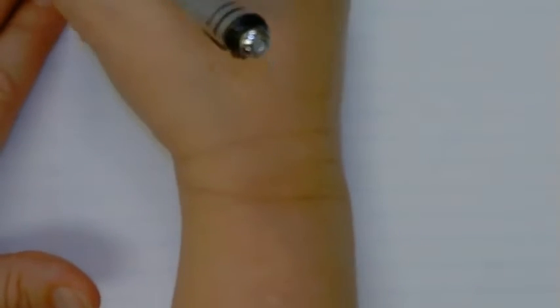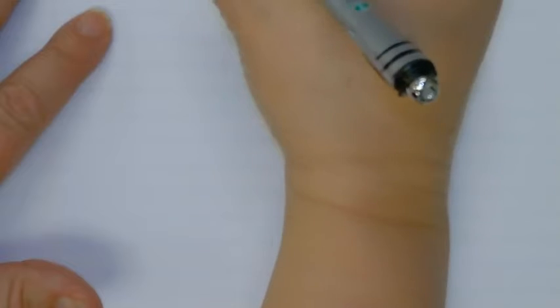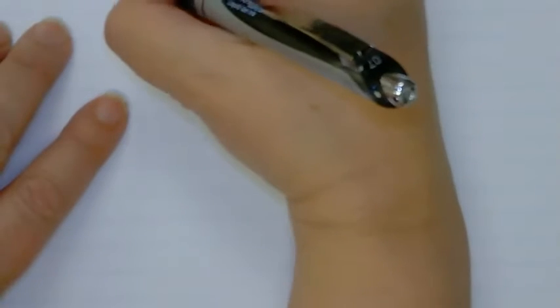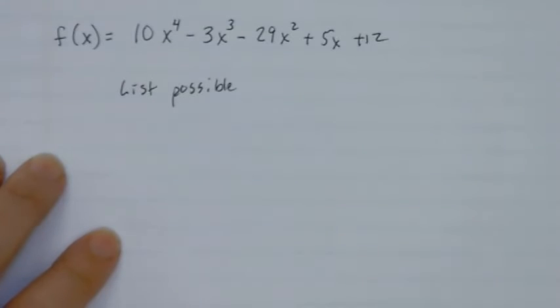Last two examples I have for you, we're just going to find the list of possible zeros. We're not actually going to go through the process of finding the zeros. So let's do this function. F of x equals 10x to the fourth minus 3x cubed minus 29x squared plus 5x plus 12. So let's see if we can find our list of possible zeros that we would try. So there's the function, and we want to find the list of possible zeros.